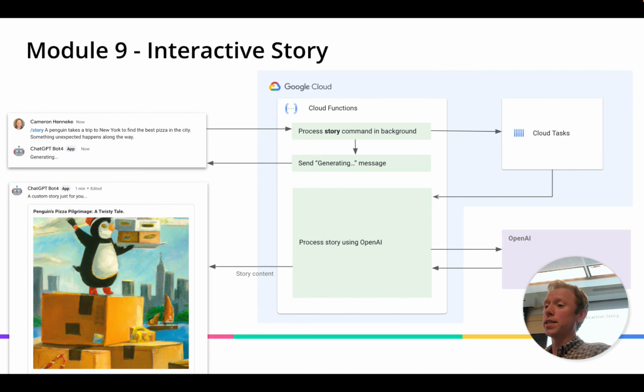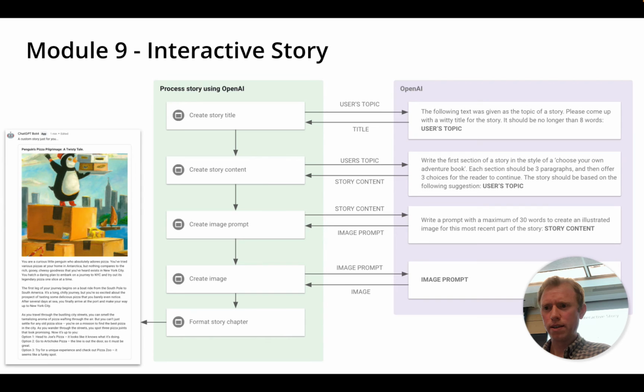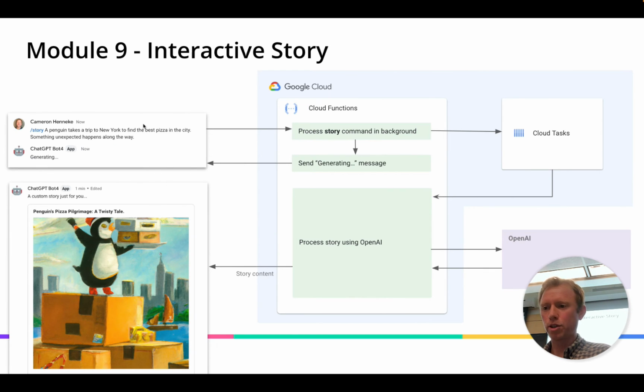So what we're going to do is send a response back right away saying we're generating this for you. And then in a background task, we're actually going to do the work of talking to OpenAI and getting all the stuff that we need. And then when it's all done, we'll asynchronously post the message back to the user, and we'll have this pretty card with the title of the story and an image and all the text. So that's the flow of it. And so what's the interesting part? We're going to look at this green box right here. What's actually happening for processing the story?